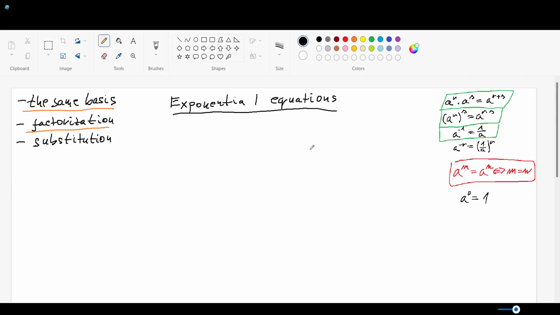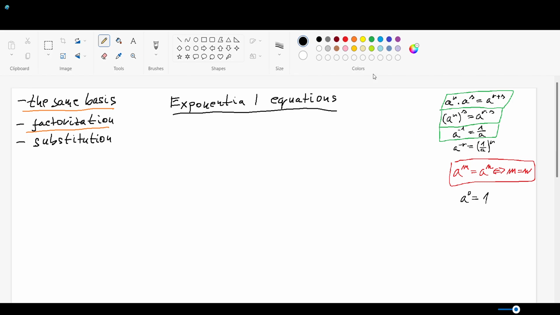For solving exponential equations we will be using well-known formulas, which are listed here on the right side. When I use one of them, I'll tell you how and why we use them.